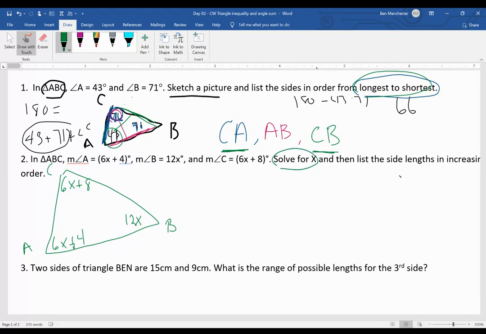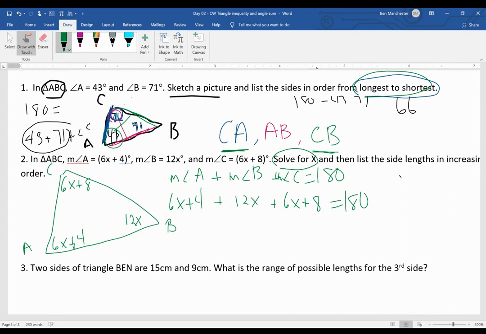So we need to figure out how all three of these angles relate. Well, the triangle angle sum theorem says we can add up all of these angles of a triangle and they have to equal 180. Okay, so that's what we're going to do. We're going to add up angle A, which is 6x plus 4, to angle B, which is 12x, to angle C, which is 6x plus 8, and all of those things have to add up to 180.